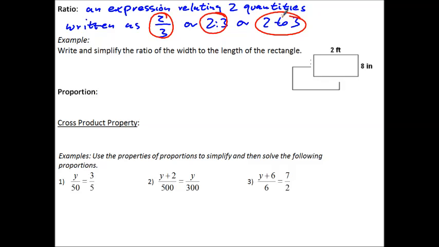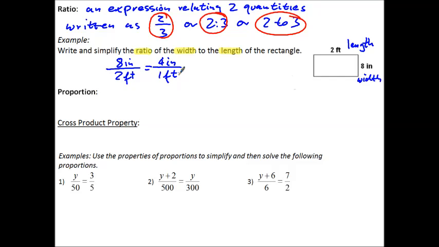Here is an example. Write and simplify the ratio of the width to the length of the rectangle. Now in the rectangle, either side can really be the width or the length, but very often we make the shorter side the width and the longer side the length. So let us just define that here, and then we can write our ratio. And remember, for the ratio, order matters. Therefore, our ratio of width to length is 8 inches over 2 feet, which we can simplify to say 4 inches over 1 foot.